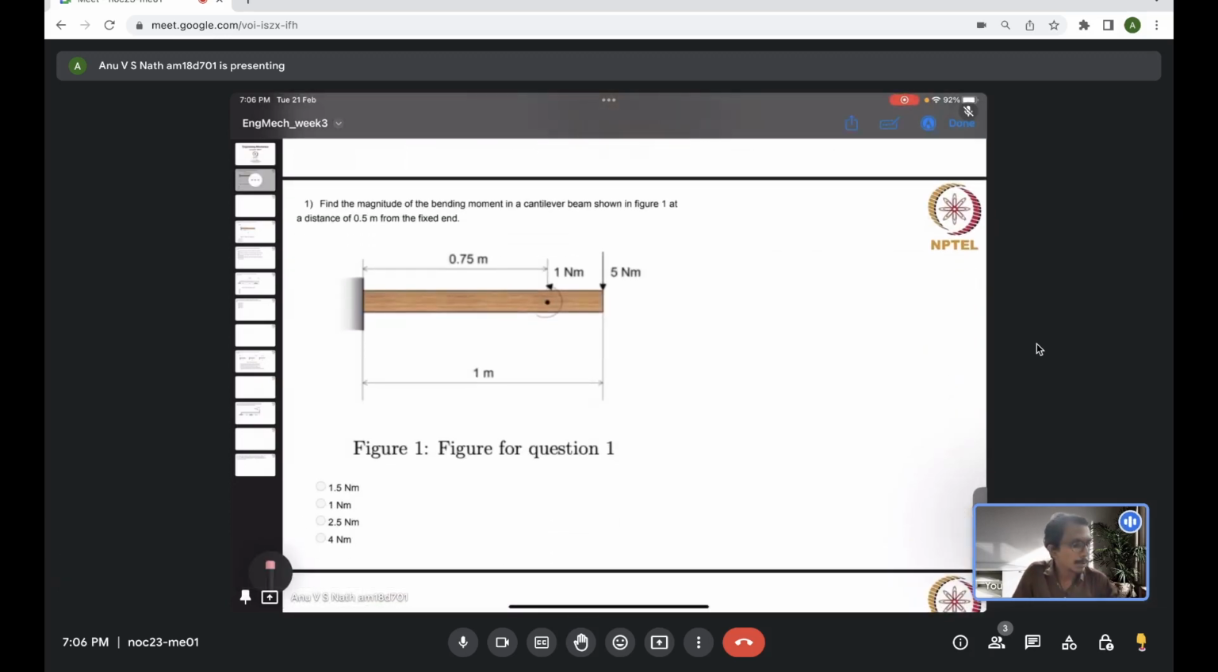So I have the first problem. Find the magnitude of the bending moment in a cantilever beam shown in figure 1 at a distance of 0.5 meter from the fixed end. Options are given: 1.5 Newton meter, 1 Newton meter, 2.5 Newton meter and 4 Newton meter. I hope the question is clear to everyone. Please try doing this yourself, and I'll give some time for you to try it out.